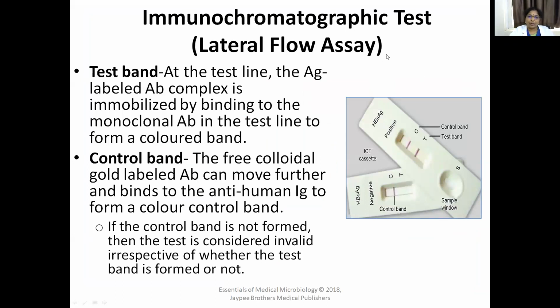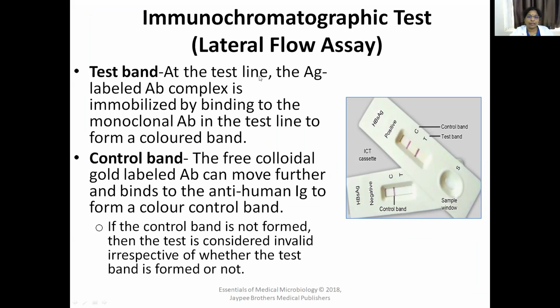So lateral flow assay is also called immunochromatographic test, because colored bands are formed on the nitrocellulose membrane. It is called immunochromatographic test, and it is based on lateral flow assay. So what is detected in the test band and in the control band?